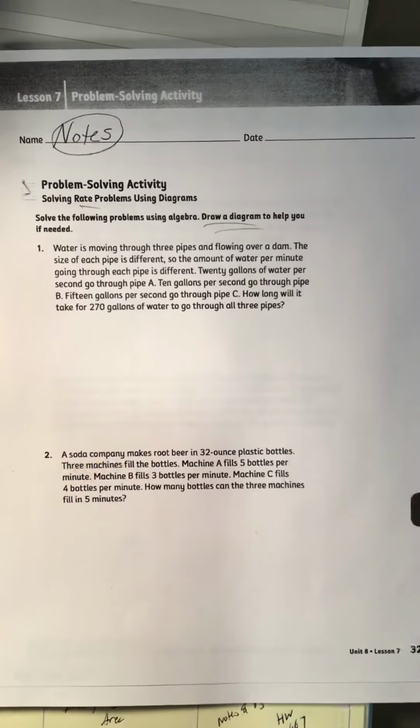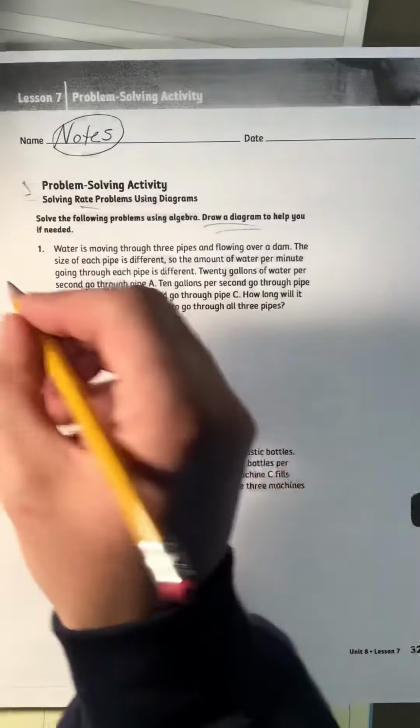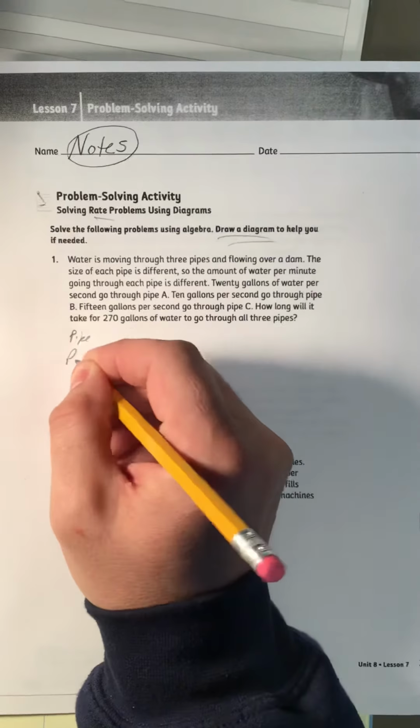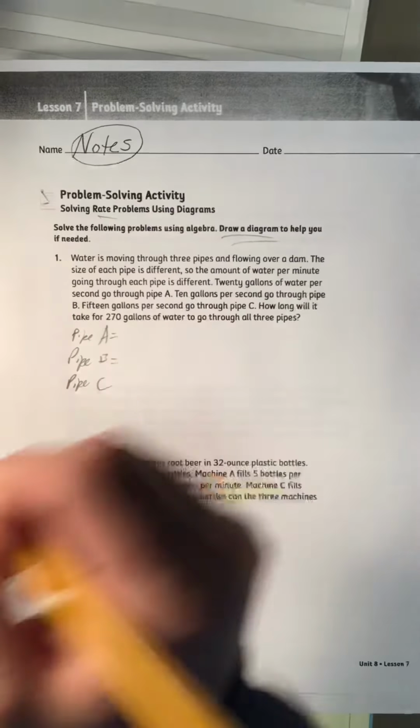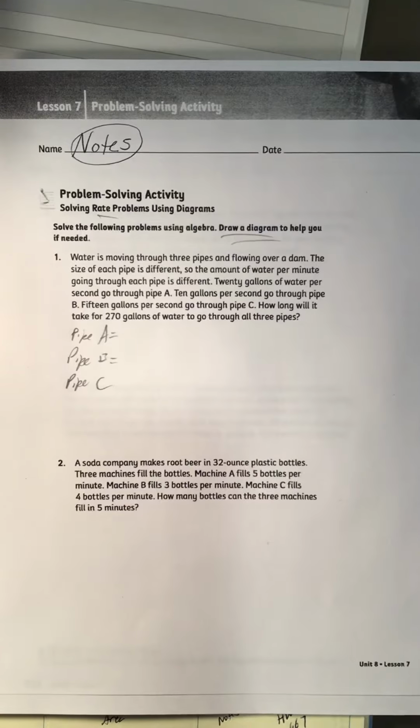Like this first problem's talking about pipes. I see an A, B, C, so somewhere we need to write pipe A, B, and C. What are they represented with? Number one, water is moving through 3 pipes and flowing over a dam. The size of each pipe is different, so the amount of water per minute going through each pipe is different. 20 gallons of water per second go through pipe A. 10 gallons per second go through pipe B. 15 gallons per second go through pipe C.